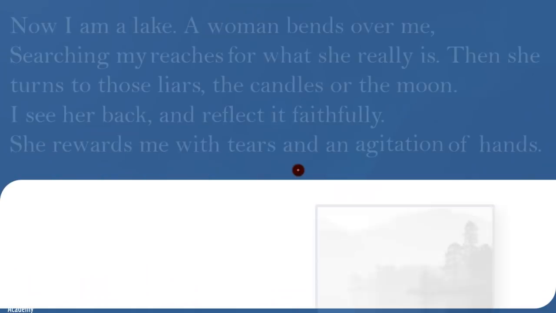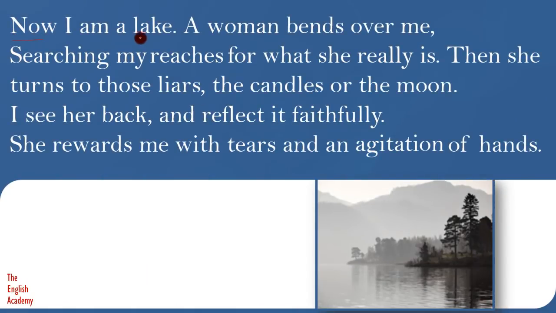Now we move on to the next stanza. Now, I am a lake. A woman bends over me, searching my reaches for what she really is. Then she turns to those liars, the candles or the moon. I see her back and reflect it faithfully. She rewards me with tears and an agitation of hands. Now here the word reaches means depths. And then agitation means nervousness or feeling irritated.